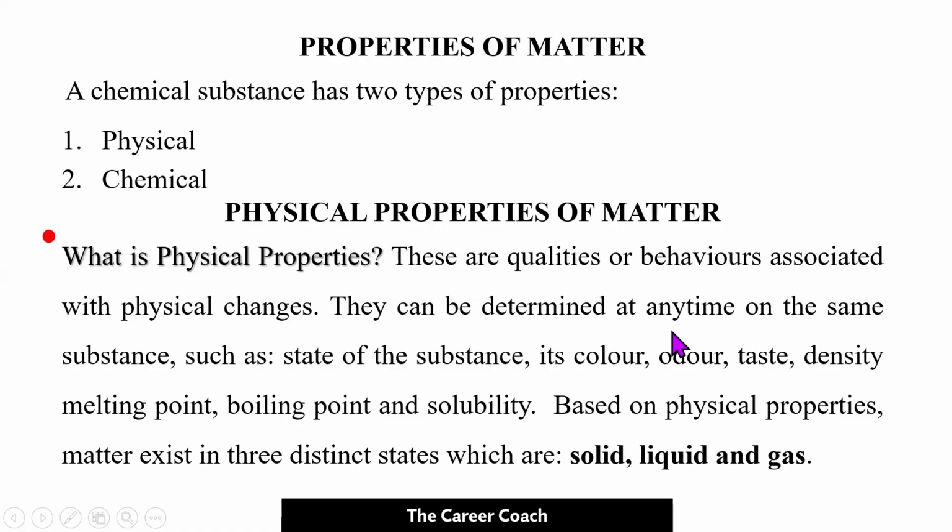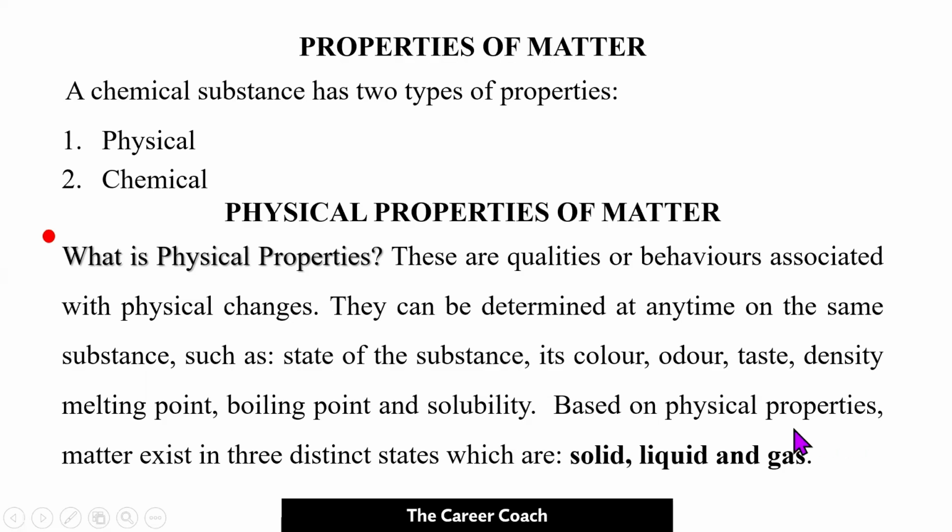They can be determined at any time on the same substance, such as the state of the substance, the color of the substance, the odor of the substance, the taste of the substance, the density of the substance, the melting point of the substance, the boiling point of the substance, and of course the solubility of that substance. All these are physical properties of a substance.